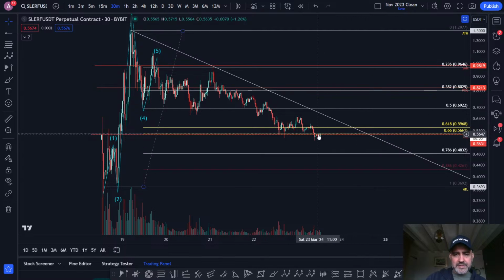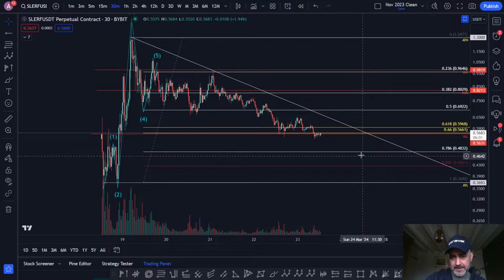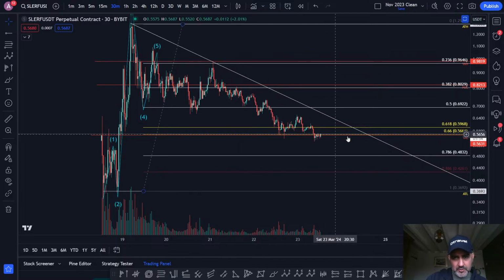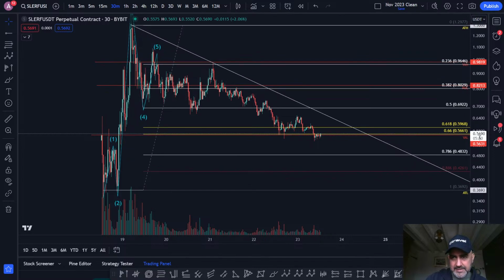But obviously what you want to see now is for the price to come back up, back above this golden pocket. I don't want to see lower. I want to see us get back above this golden pocket, back into this value area. That would be really nice to see.